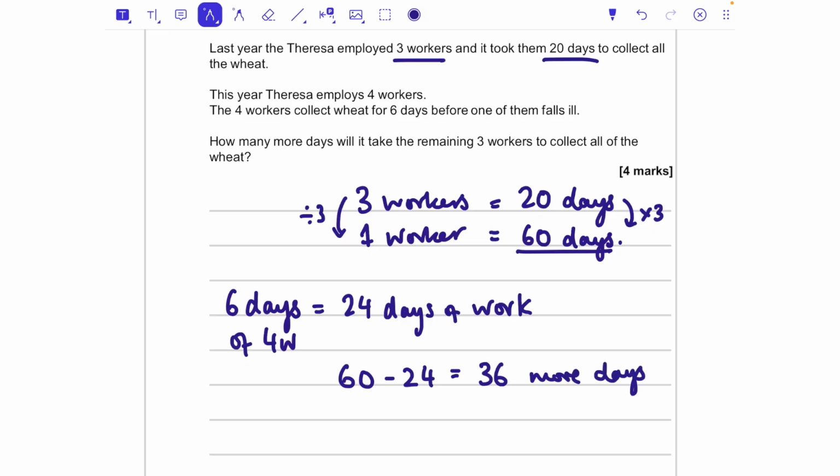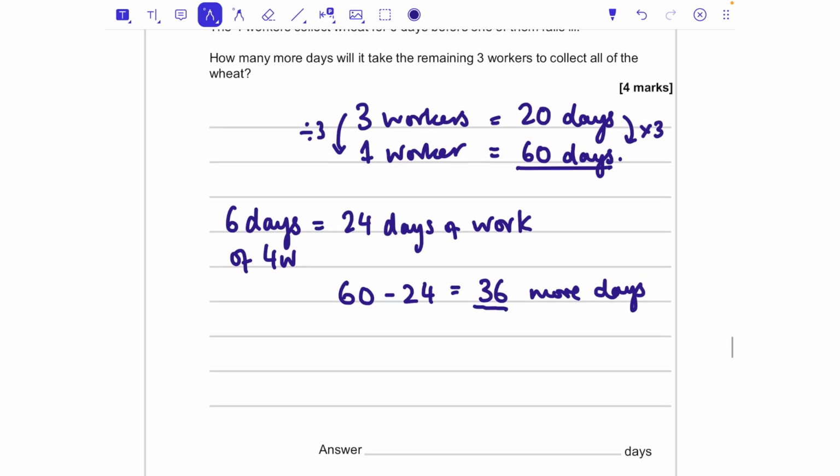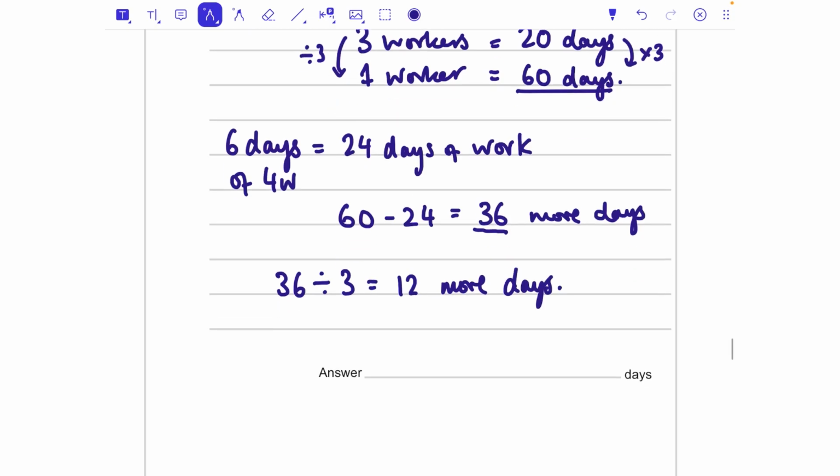But we've now only got 3 workers. And if we've got 3 workers and we need 36 days worth of work done, I need to take that 36, divide it between the 3 workers, and that would take 12 more days. Now be really careful in the question, does it say how many days in total or does it say how many more days? And it does say how many more days, so 12 is just our answer for that one.